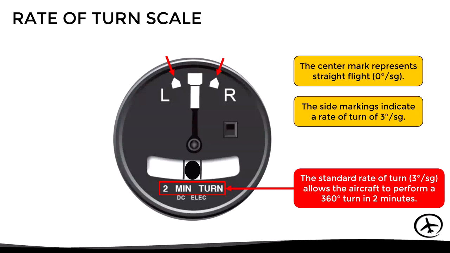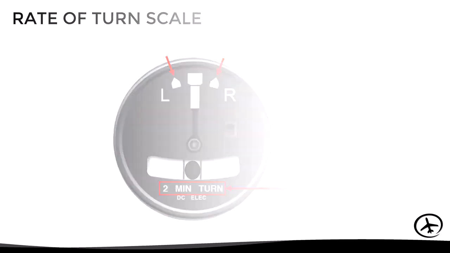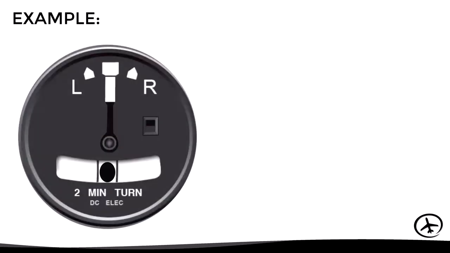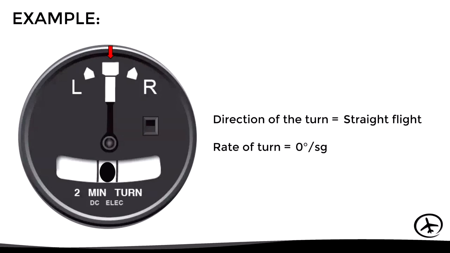Let's now see how to read this instrument by means of an example. Here, the needle is pointing the center mark, which means that the aircraft is flying straight, with a constant heading. In other words, the rate of turn is 0 degrees per second. Now, if the needle moves this way, we can see that the aircraft is turning to the right. And since the needle is pointing exactly the side mark, this means that the rate of turn is 3 degrees per second. In the same way, if the needle points the left mark, it will represent a turn to the left at 3 degrees per second.